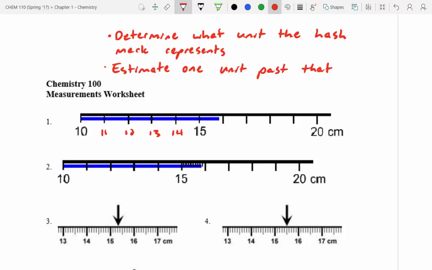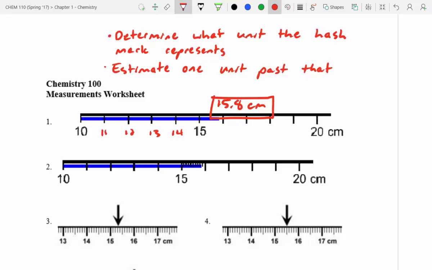So if we're looking at this first one, what do you guys think we should measure this as? 15.9, 15.8. Yeah, the last digit's an estimate, so it doesn't have to be precise. So I'll just go ahead and say 15.8 centimeters. It's really, really important to include units anytime you're measuring something. Otherwise, it's just a random number.